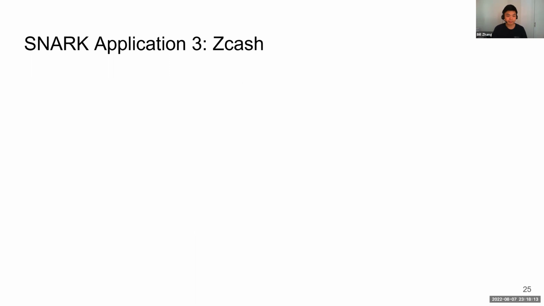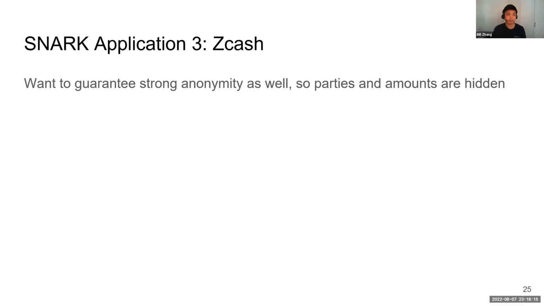So the last example was to produce privacy in the amounts that were transacted. This time, we want to guarantee anonymity for the transactions as well, so that both the parties and the amounts are hidden from any third-party observer. Zcash is a platform, an L1 blockchain, that has been built to address this very issue. We're going to talk about how it uses zero-knowledge SNARKs.